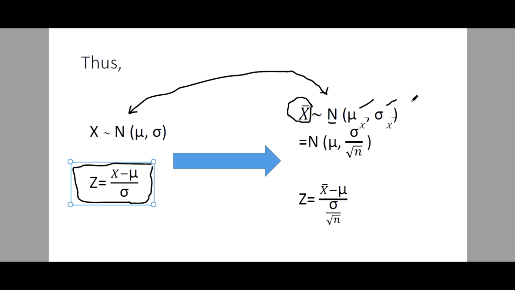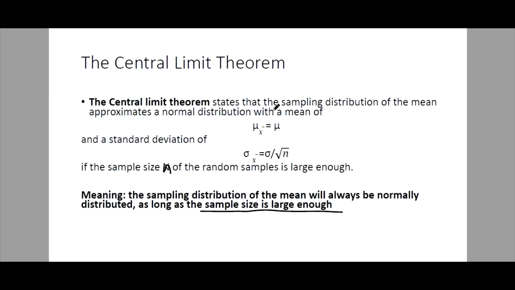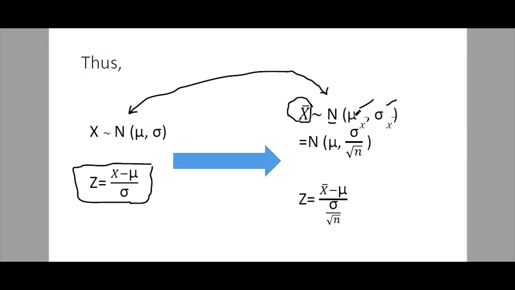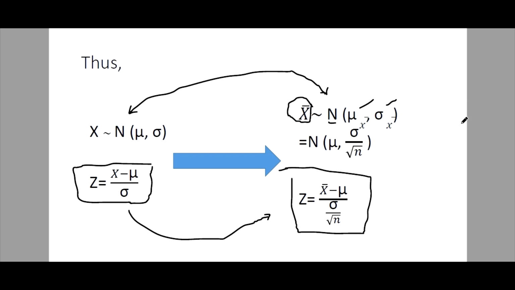sigma sub x bar. So therefore, with this central limit theorem, mu sub x bar is equal to the population mean and sigma sub x bar is equal to the population standard deviation divided by the square root of the sample size n. Therefore, our formula for z will also change. Our x will become x bar, the sample mean, minus the population mean, divided by the standard deviation divided by the square root of n. So this will be our formula for the central limit theorem.